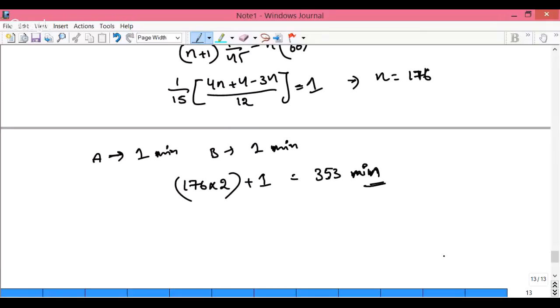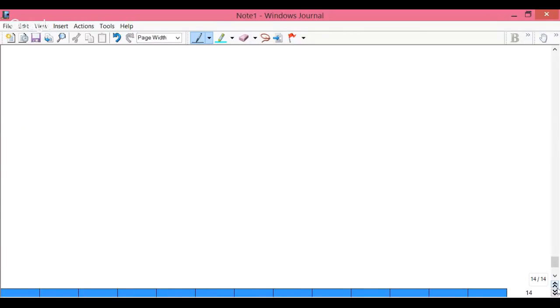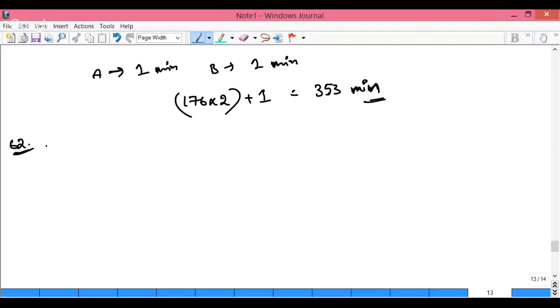Next question, 62. Given A plus B plus C is equal to pi, it is asking for the value of cot A by 2 plus cot B by 2 plus cot C by 2.